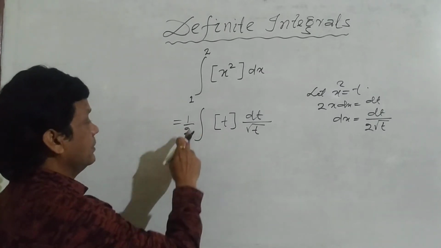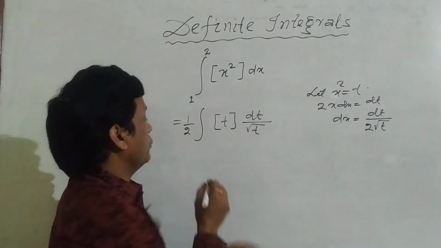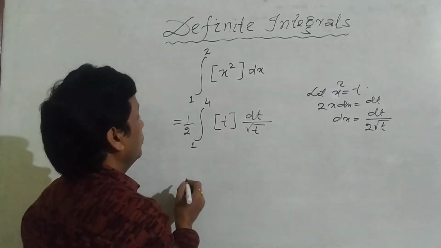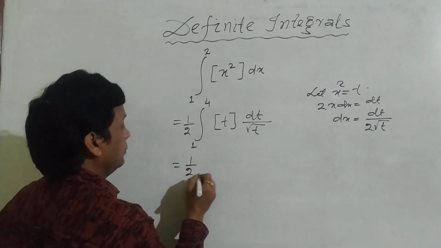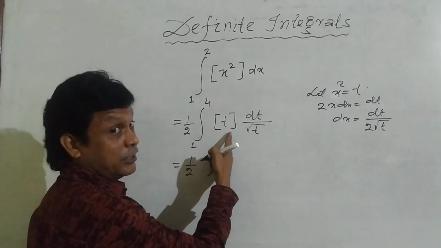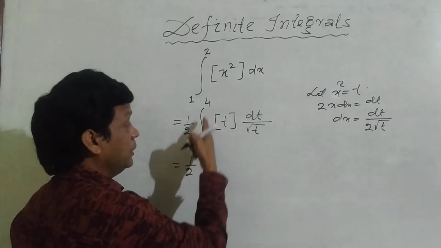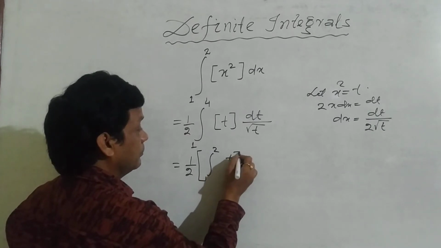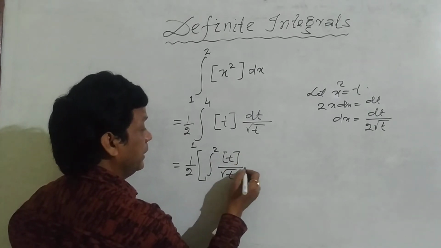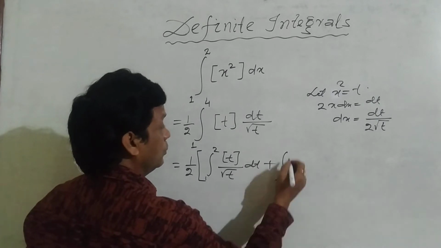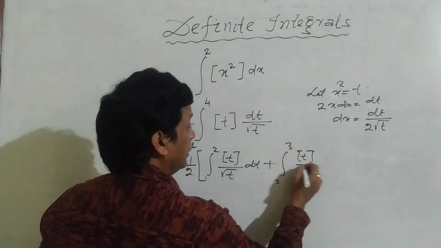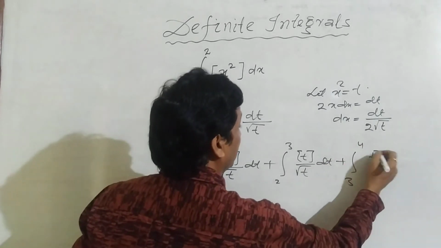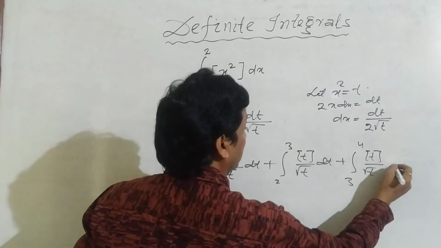Now what are the limits? Put 1 here: 1 square is 1. And put 2: 2 square is 4. Then it will be 1 by 2. Since there is bracket of t and the bracket function lies between two consecutive integers, put a bracket here. So integral 1 to 2 of [t] divided by root t dt, plus 2 to 3 of [t] divided by root t dt, plus 3 to 4 of [t] divided by root t dt.